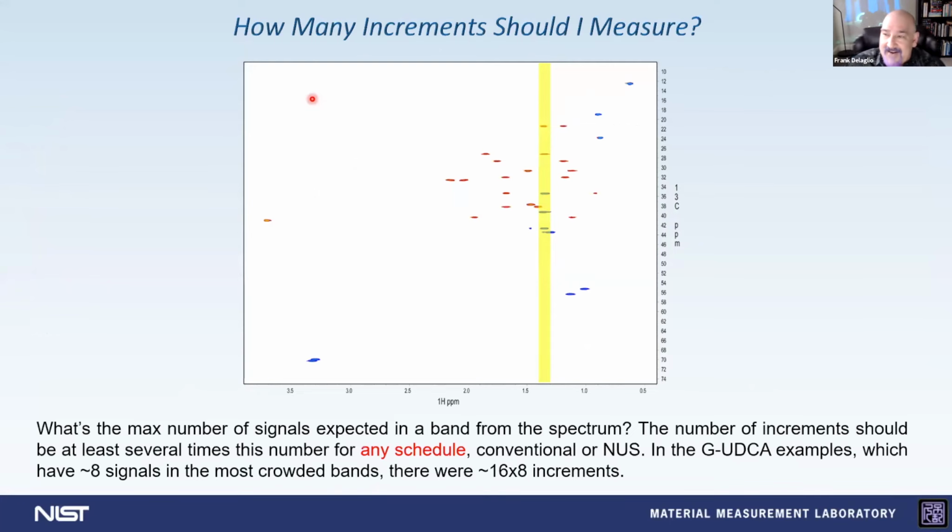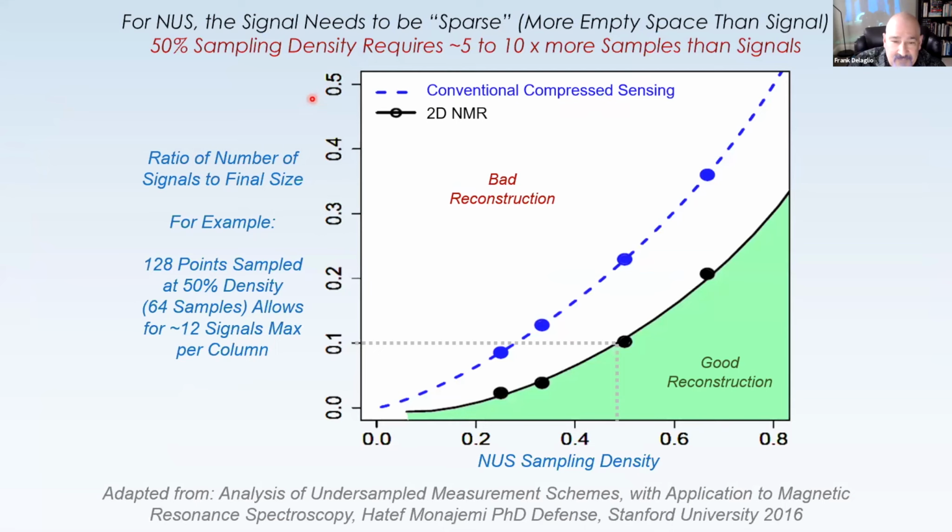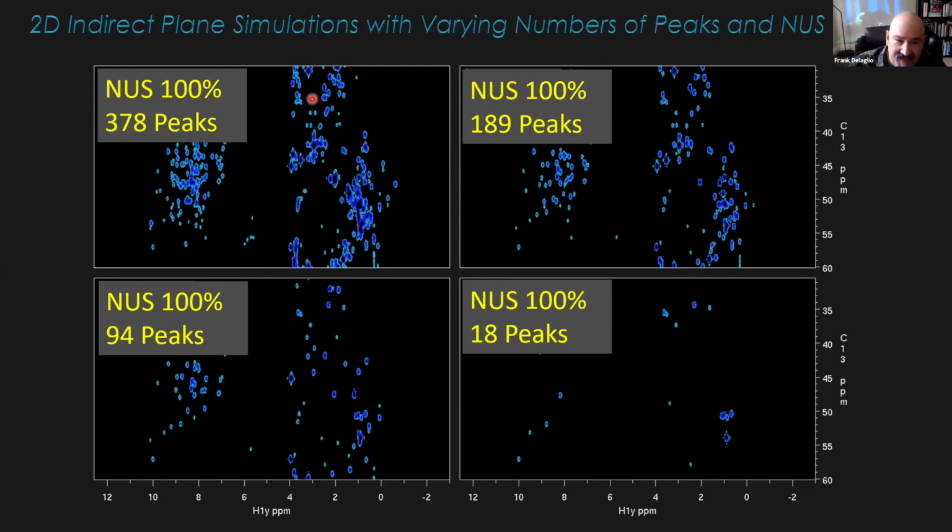Okay, now here is possibly the most important take-home message of our discussion today. How many increments should I measure? Well, in order for non-uniformly sampled reconstruction to work, there are a few criteria. One is that the underlying data has to be sparse, which we can take to mean that the spectrum has to have more empty space than signals. But the other thing is that we have to measure enough samples to account for the number of signals in the data.